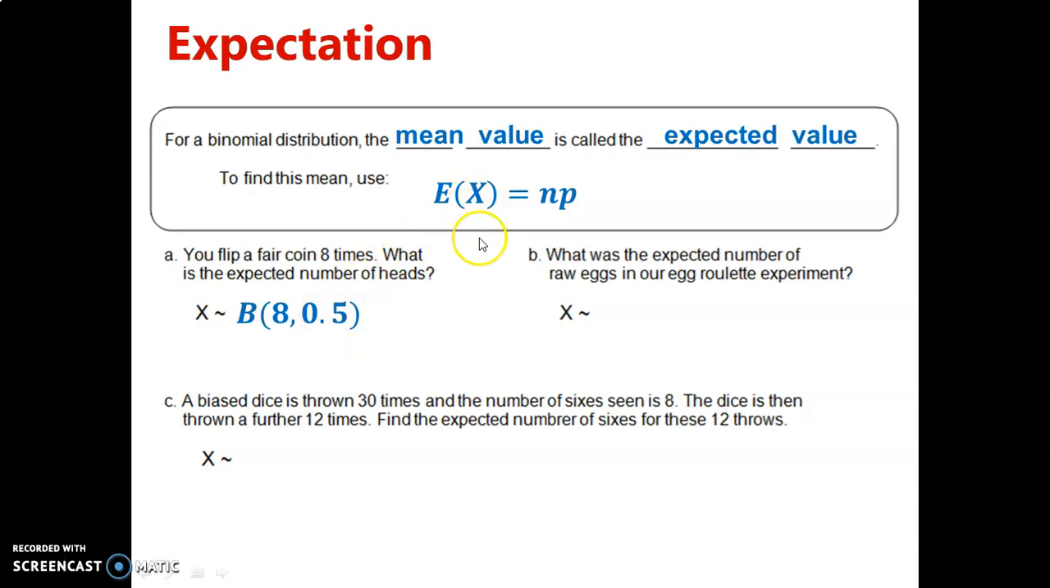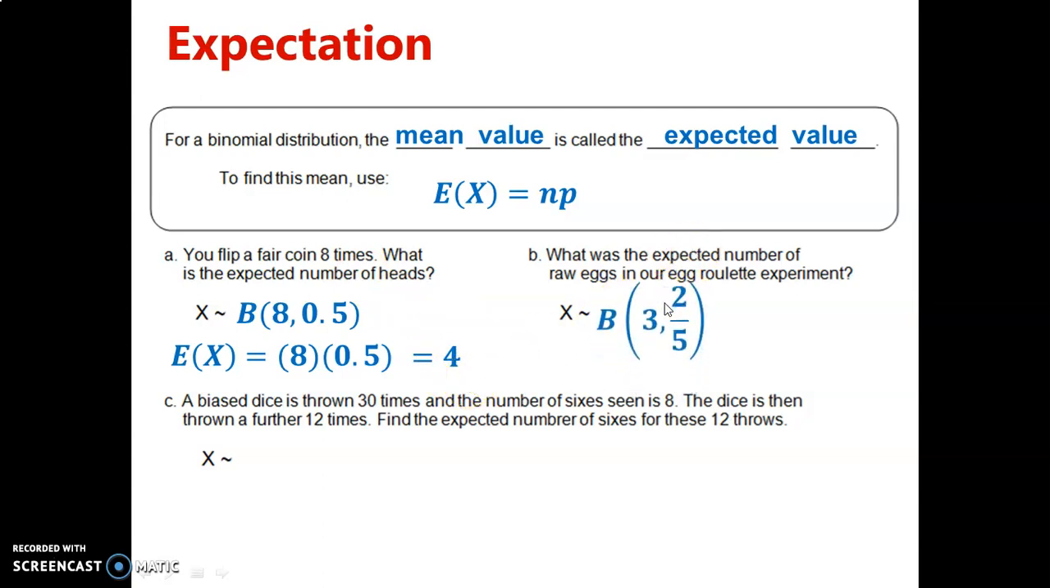Now using this formula, what do you get? Well, the expected value is 8 times 0.5, and we get 4. And that might be what you were thinking in the beginning. When you flip a fair coin, if everything goes according to theory, half of them will be heads, half will be tails. So we expect 4 heads. Okay, try part B.